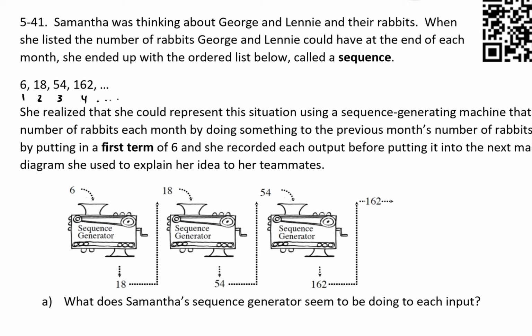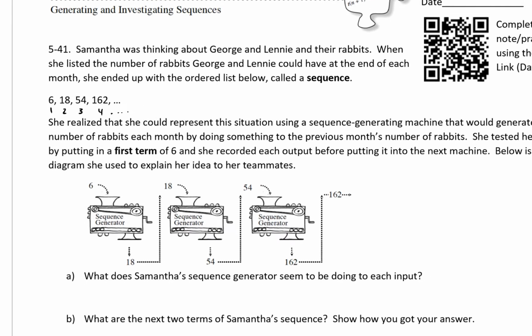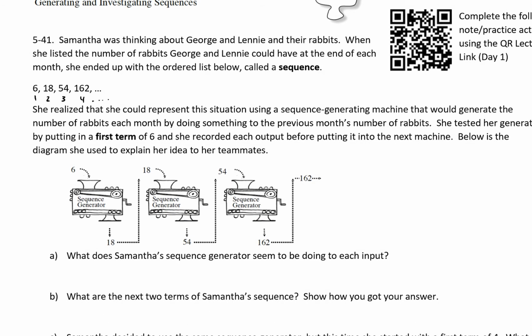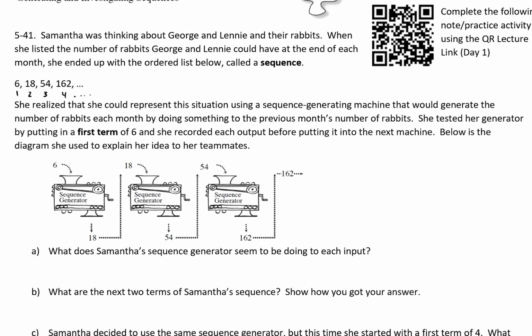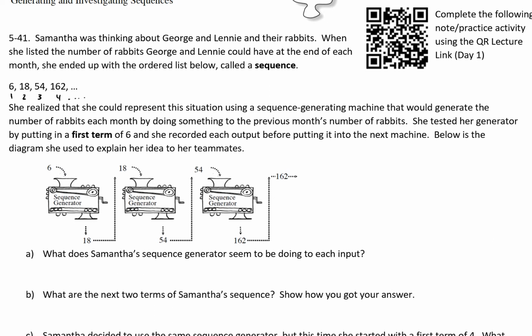It says she realized that she could represent this situation using a sequence generating machine that would generate the number of rabbits each month by doing something to the previous month's number of rabbits. She tested her generator by putting in a first term of 6, and she recorded the output before putting it into the next machine. Below is a diagram she used to explain her idea to her teammates.